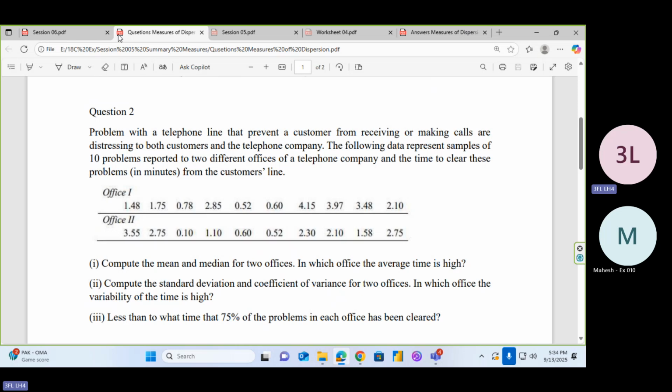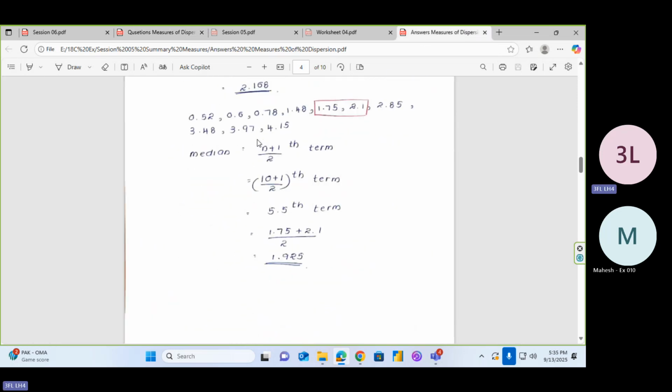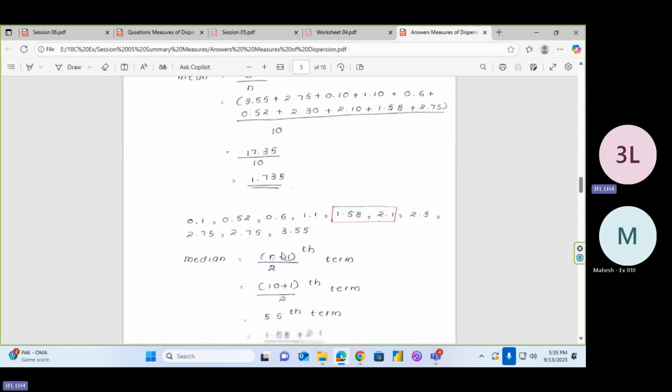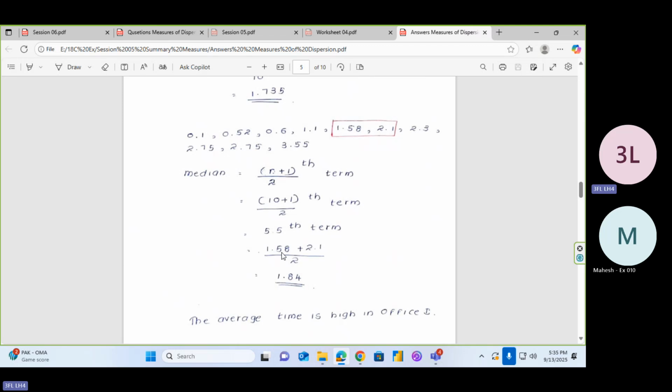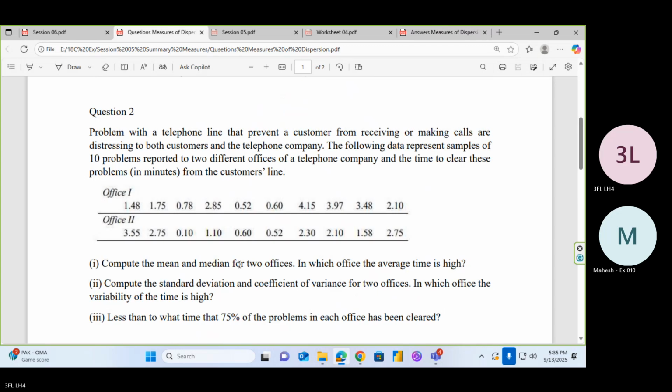You finished the median value? Median? You found it? Then office 1 median value 1.925. Okay. Office 2 median value 1.84. Did all of you get these answers? Then try the second one. Did you finish? Roman number 2.